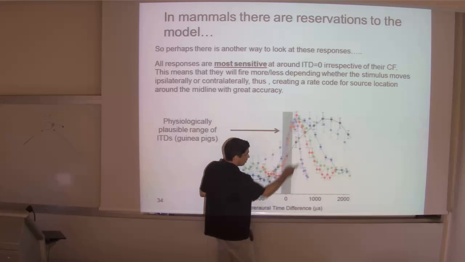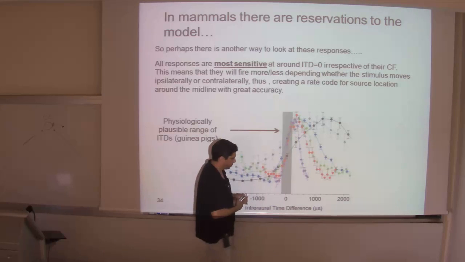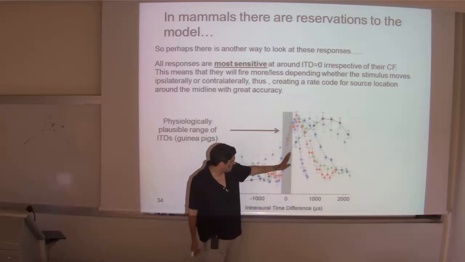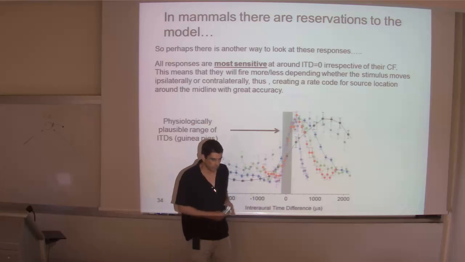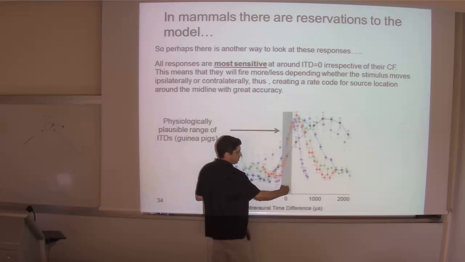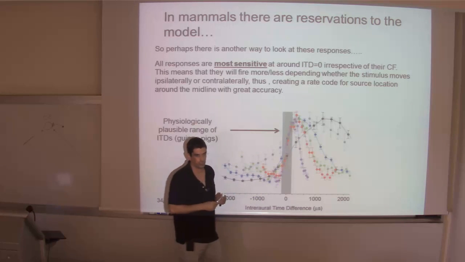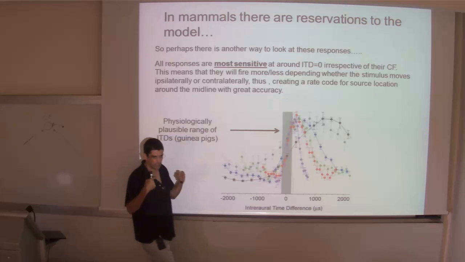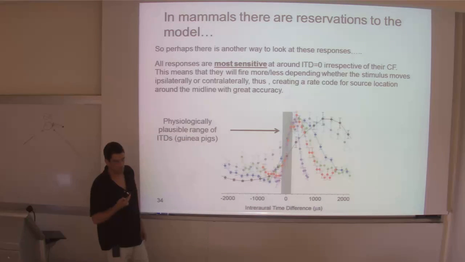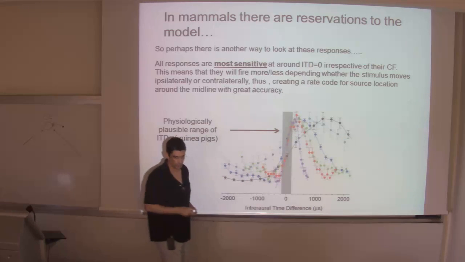You see that all the neurons are tuned around the region of the physiological ITDs in their peak of their dynamic range. This means that very small changes here will be reflected in very high changes in the firing rate of the neurons. Okay? So now we're trying to look at this not completely as a place code, but rather as a rate code of the changes of the neurons.